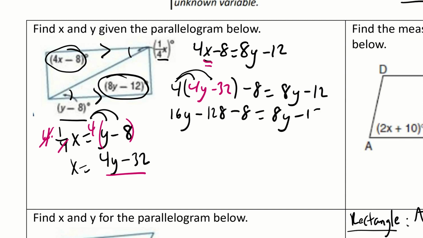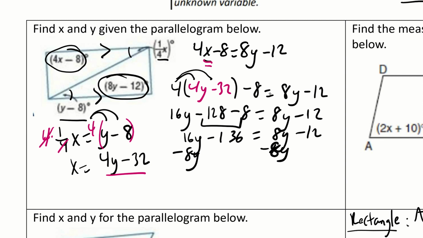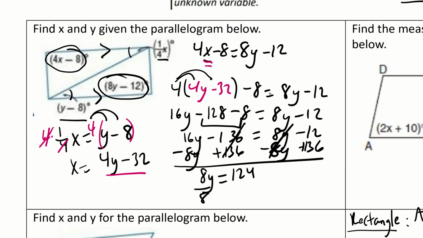We got 8y minus 12. Okay, so we're going to combine these like terms. I'm going to subtract 8y on both sides. I'm going to add 136 on both sides. That gives me 8y equals 124, divided by 8, which gives me y is 15.5.